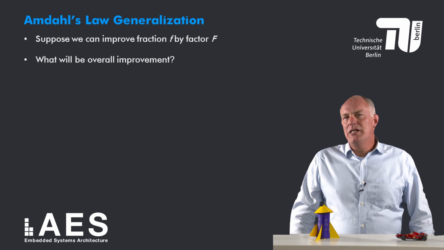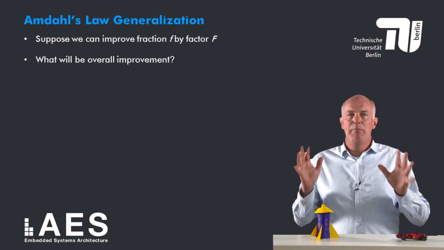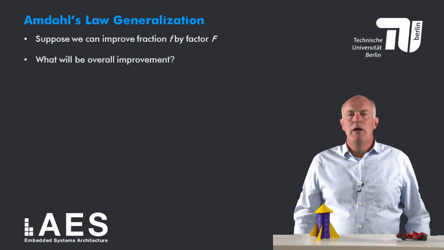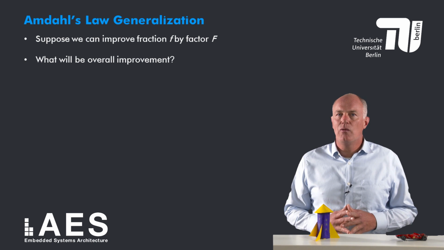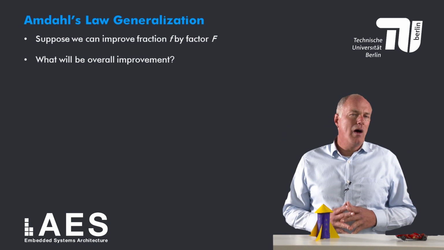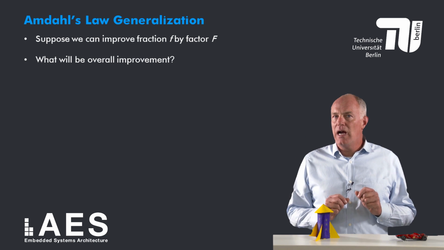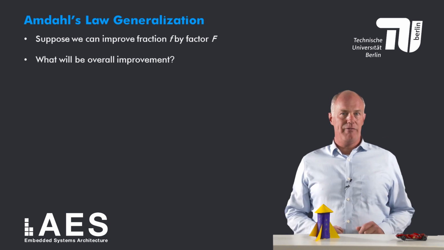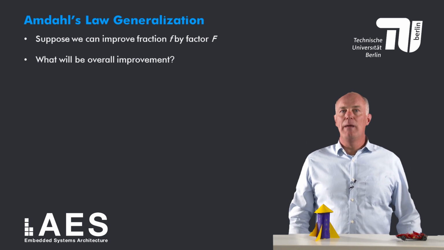Amdahl's law was originally formulated, like I did too, as the maximum speedup that can be achieved with P cores. But it can be easily generalized to any improvement due to any source. Assume, for example, that we can improve a fraction small f of the total execution time by a factor big F. What will then be the speedup, the overall improvement?